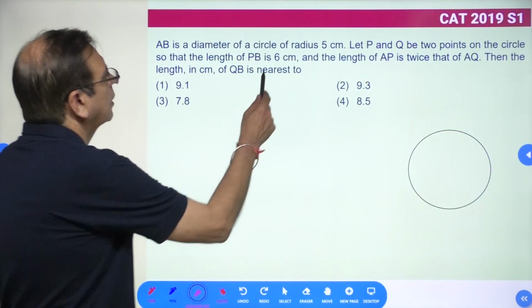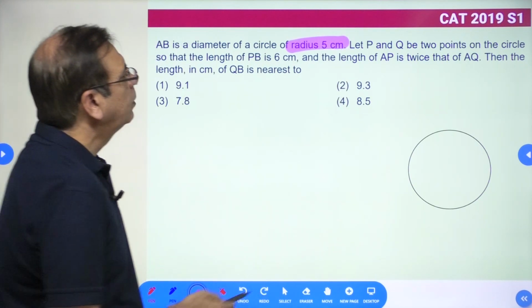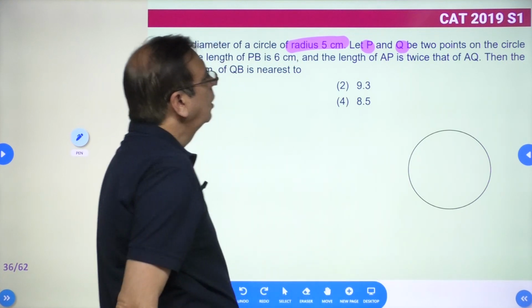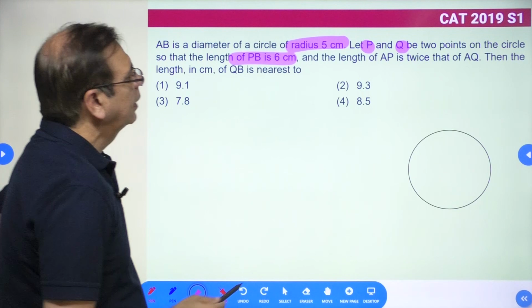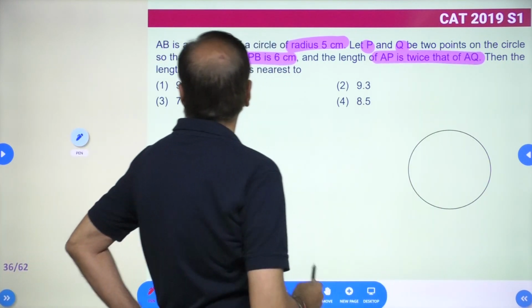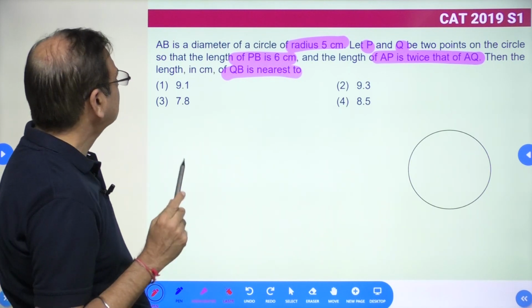AB is the diameter of a circle of radius 5. Okay, let P and Q be 2 points on the circle such that length of PB is equal to 6 and length of AP is twice of AQ. Then length of QB is nearest to what? We will make the figure, then we will talk.